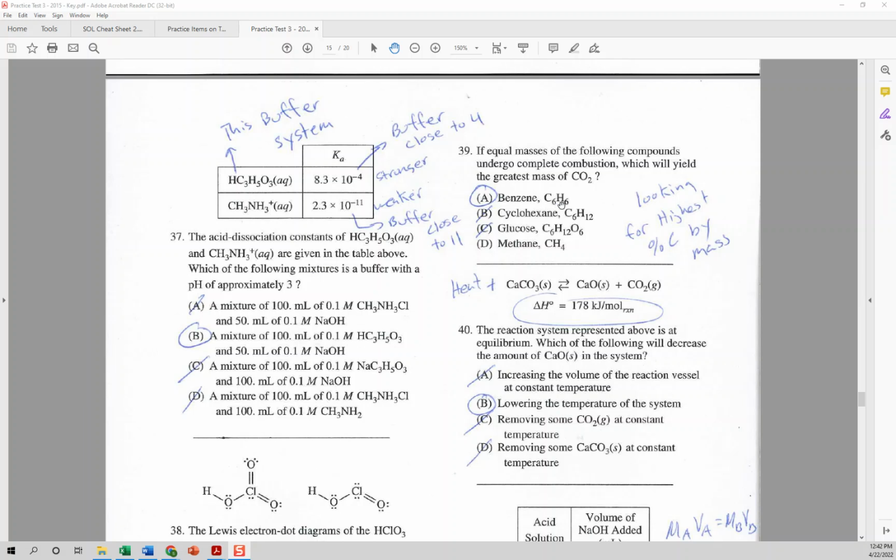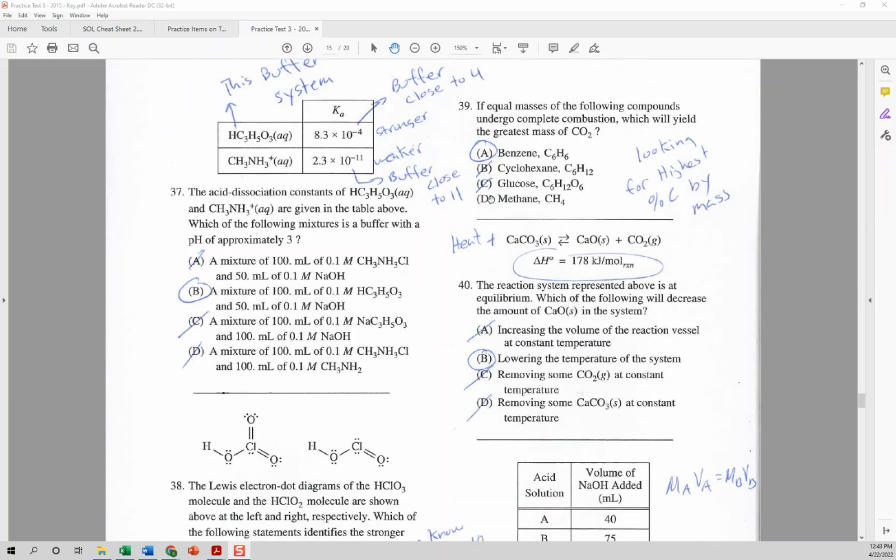So it's 72 divided by 78 versus 12 divided by 16. And we've got to know that 72 divided by 78, times 100, is going to be a higher percentage than 12 divided by 16 times 100. So A is going to be our answer there.